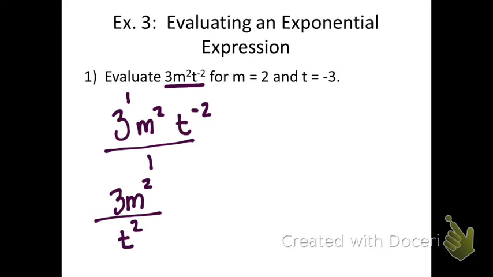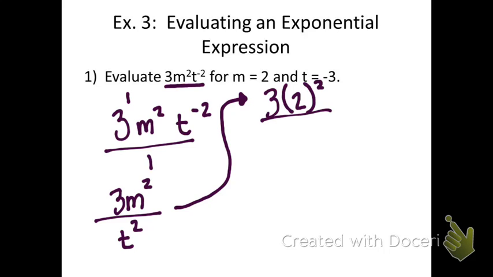For m, we're going to put 2, and for t, we're going to put negative 3. So I'm going to bring up the problem up here. So 3. We're substituting m with 2. So we open parentheses. Make sure whenever you substitute, you open parentheses. Put the amount you're substituting with on the inside, 2, and then put the exponent down. Squared. Over t. t is equal to -3, so it's going to be -3 squared. Okay? So we got 3 times 2 squared over -3 squared.